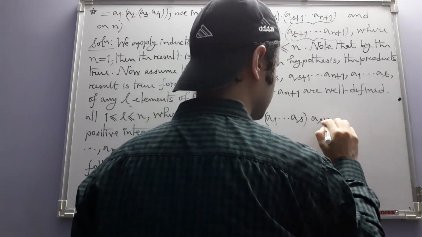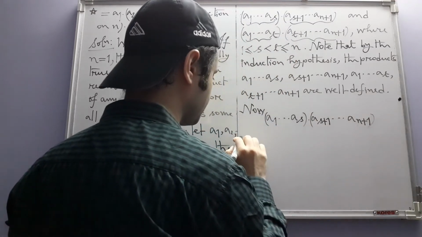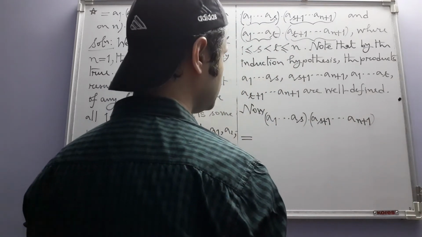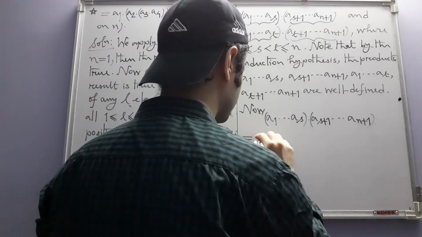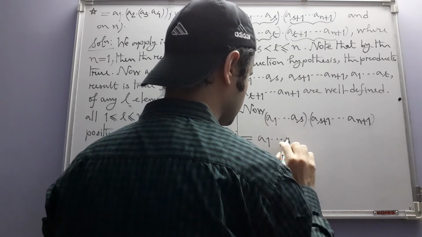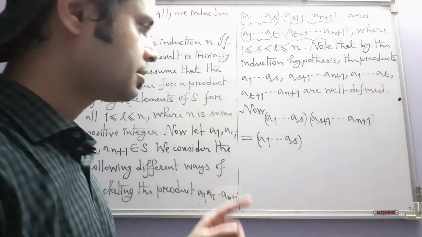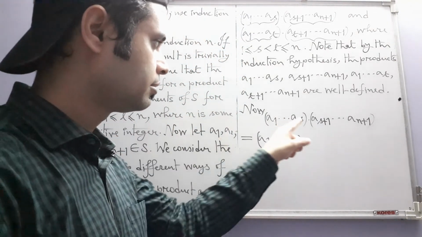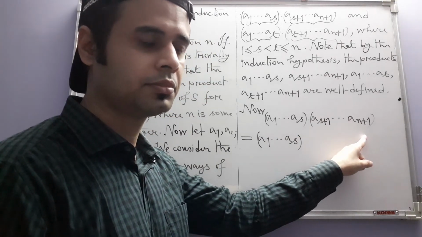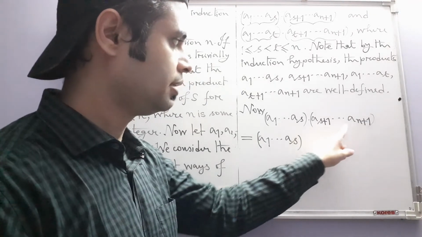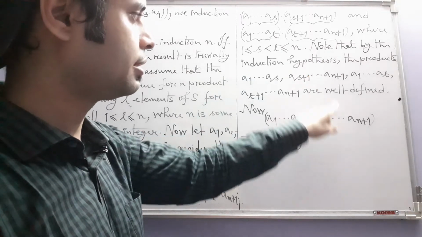AS plus 1, AN plus 1. Okay. T is greater than S, which means what? Since T is greater than S, T will appear here somewhere, isn't it? I mean here as a suffix t will appear because t lies between 1 and n.